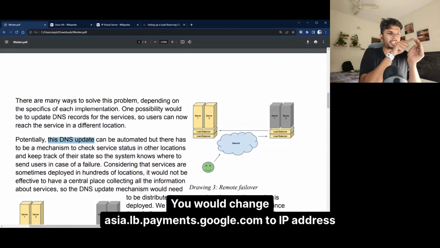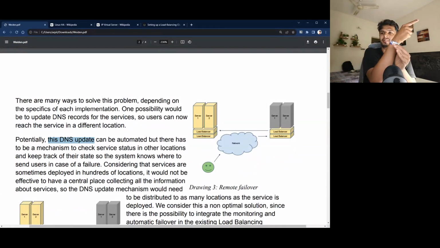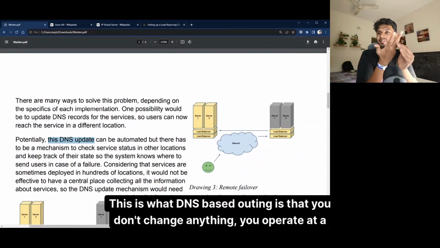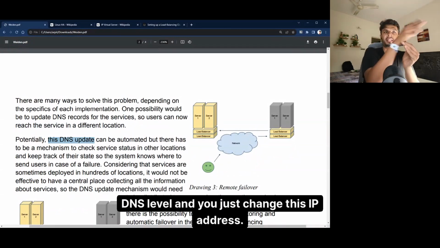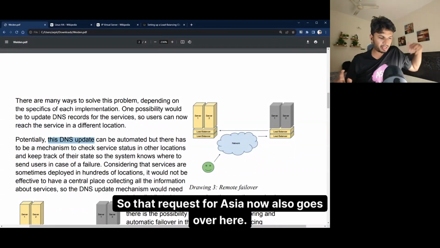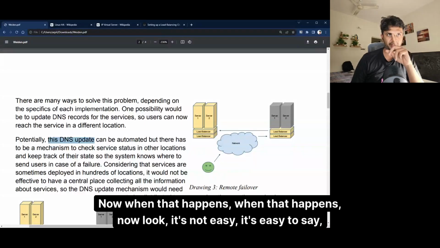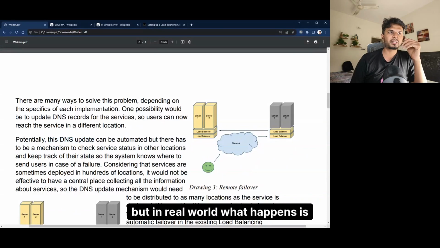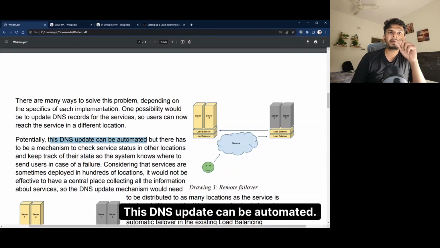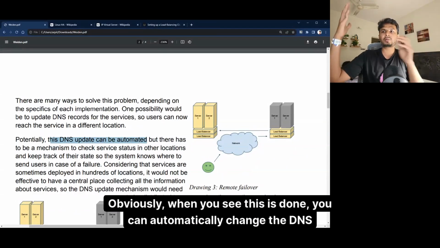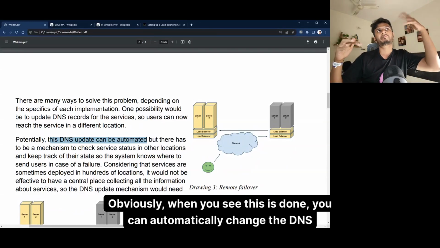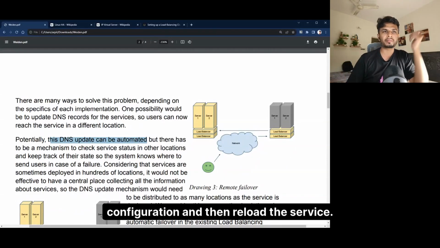You would change asia.lb.payments.google.com to the IP address of America, right? This is what DNS-based routing is, that you don't change anything else. You operate at a DNS level and you just change this IP address. So that request for Asia now also goes over here, right? Now when that happens, look, it's not easy. It's easy to say, but in the real world, this DNS update can be automated. Obviously, you can automatically change the DNS configuration and just reload the service, right?